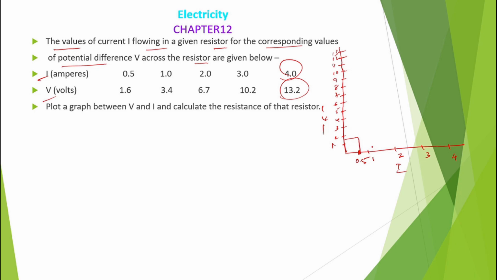0.5 to 1.6 approximate, here it will come. Okay. And next one is 1 and 3.4. 3.4 means approximate, here it will come. Next 2, 6.7 approximate, here it will come. And 3, 10.2 approximate, here.